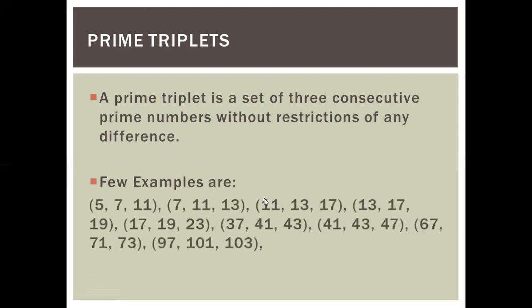A few examples are like 5, 7 and 11. We are taking 3 numbers that are consecutive. We are not taking a random set like 5, 7 or 13. The 3 consecutive prime numbers are said to be a prime triplet. 7, 11, 13. Again, this is a prime triplet set. So these are just prime triplet sets.